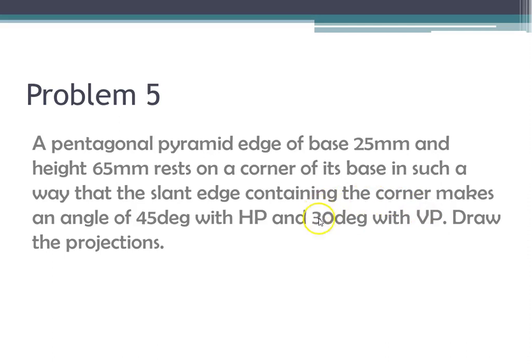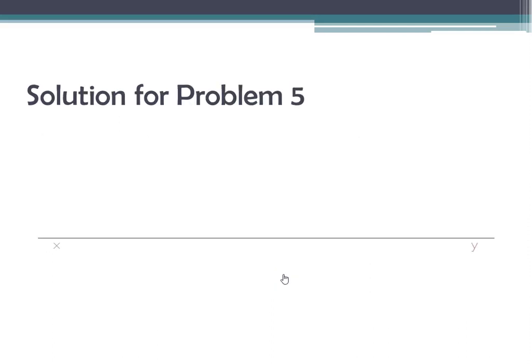It specifically says that the top view of the axis is being tilted at 30 degrees with the VP, but here directly it says that the axis is inclined at 45 degrees with HP and 30 degrees with VP, which means it is a true length of the axis which needs to be considered while tilting. So draw the projections. Let's see how we can solve this.